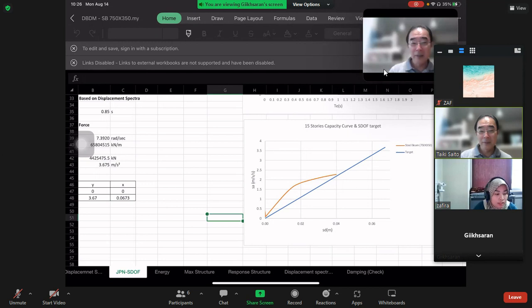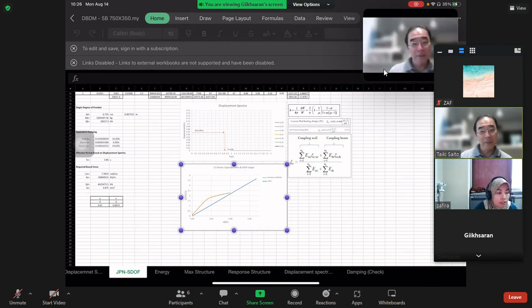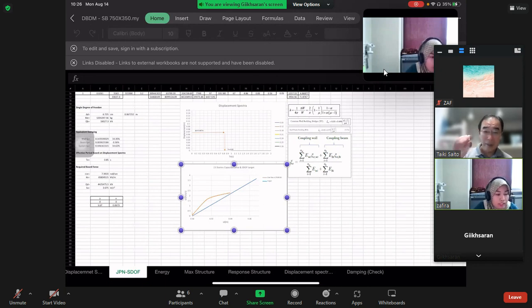Sarah-san, can you make it smaller? So from 1 over 250 from the cyclic, she took the energy from each member, and then calculated the equivalent damping, and then plotted this capacity curve and the target design. Basically, this structure is 15 stories, and it doesn't satisfy the capacity curve. So the target drift is over the capacity curve.